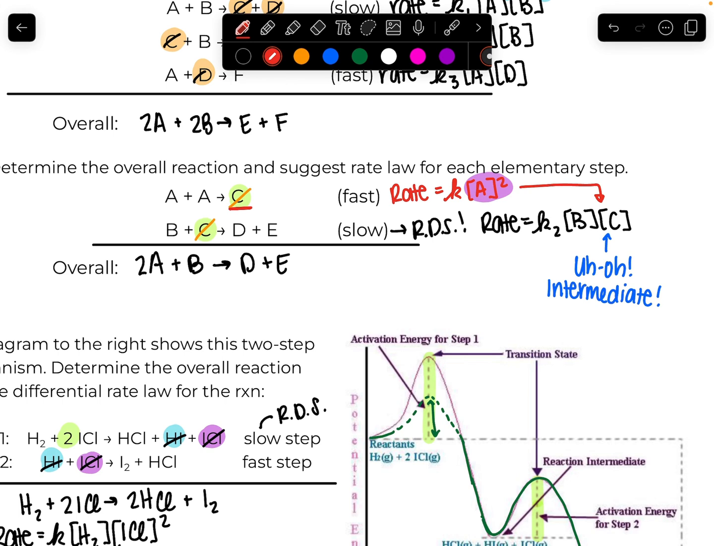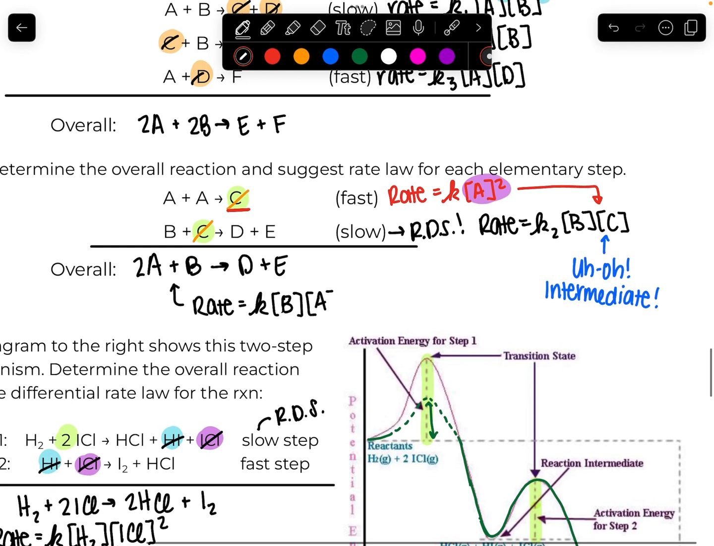So that way the rate law overall is still in terms of my reactants that appear in the overall rate equation, which means that my rate for this overall reaction would be equal to rate constant k times the concentration of B times the concentration of A squared, where I just substituted A squared for the concentration of C from the step above.